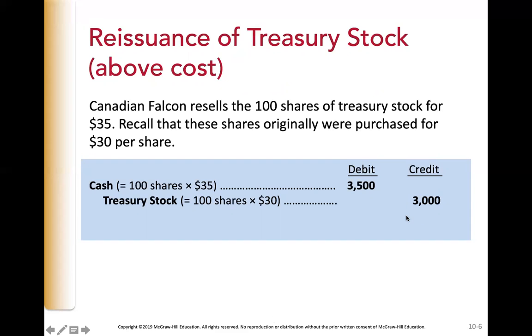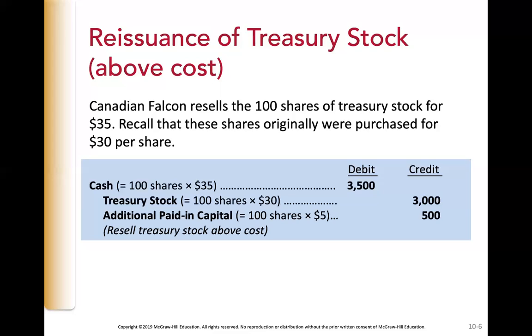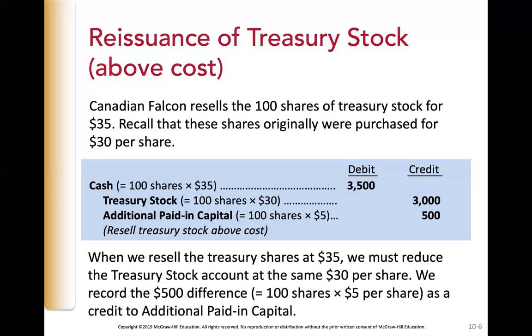The difference, the $500 difference, is not recorded as a $5 per share gain in the income statement because it's not an investment in another company. We're reselling our own stock. So we need to increase additional paid in capital. That's more money that people have given us as investment in the company than we originally paid for it. When we resell the shares, we must reduce treasury stock at the price we paid. The difference is additional paid in capital.